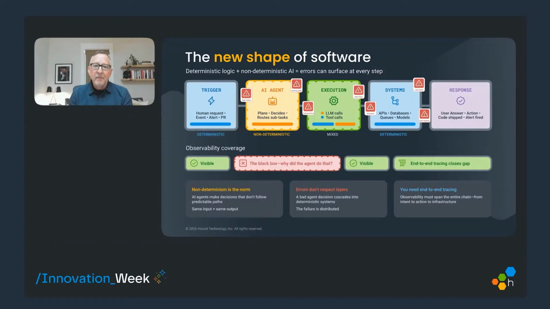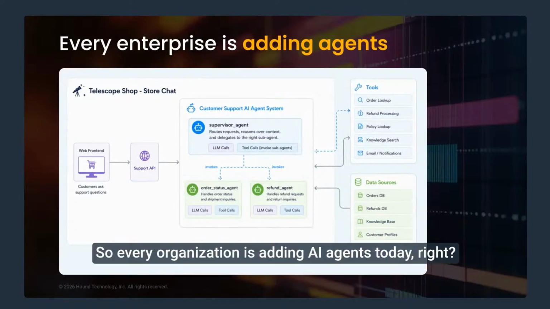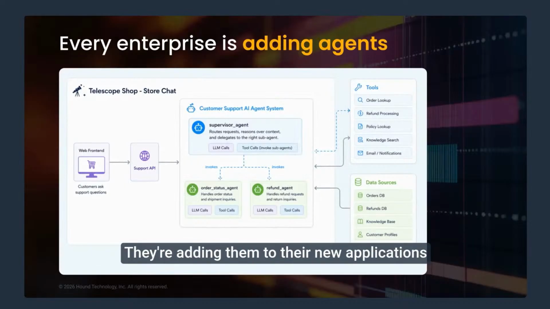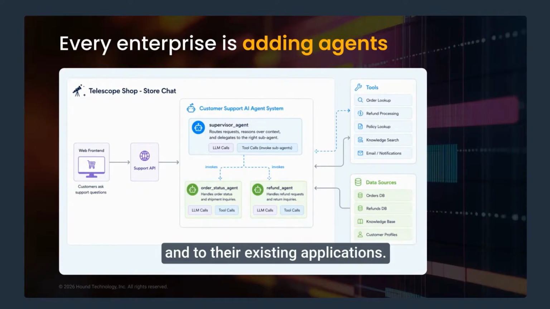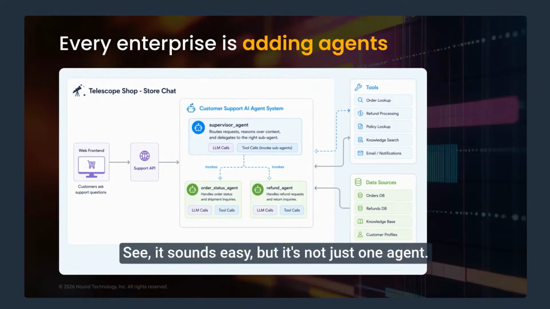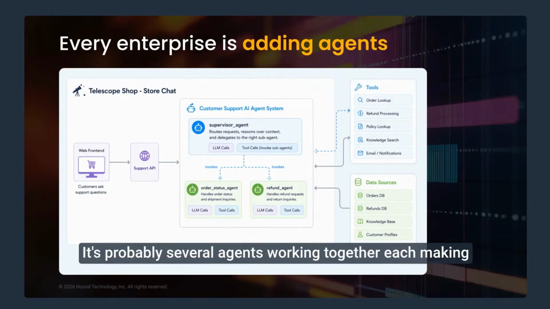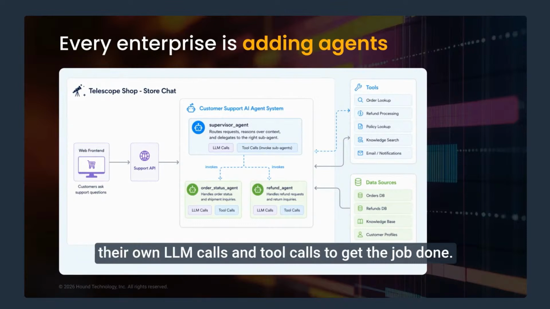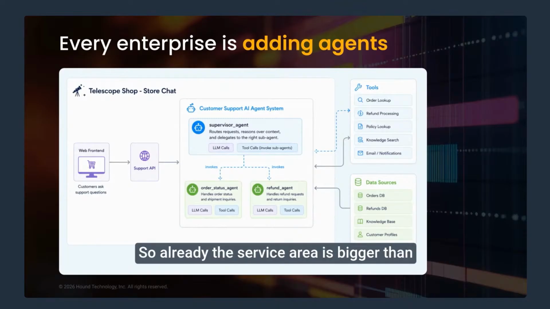So every organization is adding AI agents today, right? They're adding them to their new applications and to their existing applications. Say you want to add a customer support agent, right? Simple. See, it sounds easy, but it's not just one agent. It's probably several agents working together, each making their own LLM calls and tool calls to get the job done. So already the surface area is bigger than any one engineer can hold in their head.